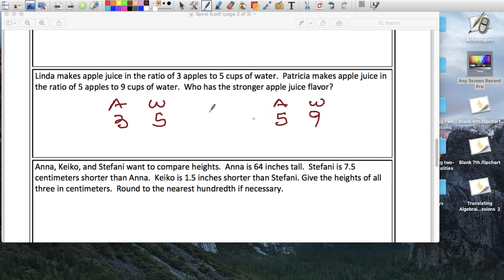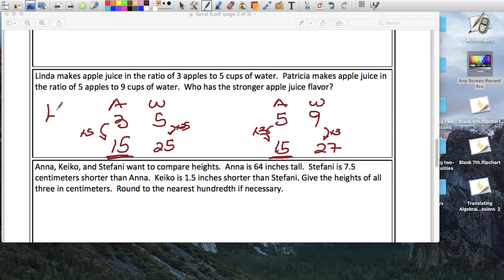So something in common between 3 and 5 is 15. So times 5, right? So here it's going to be times 5. It's going to be 25. So I'm going to give this girl here, Patricia, 15 apples as well. Let's see what the ratio is. It's times 3. Now that they both are using 15 apples, we can clearly see who has a stronger juice flavor, because Linda over here uses 25 cups of water and Patricia uses more water, 27. So definitely Linda over here has a stronger apple flavor.